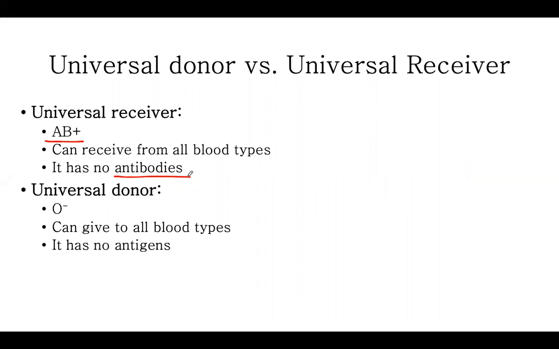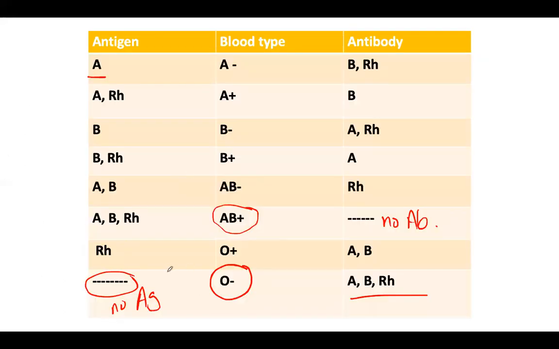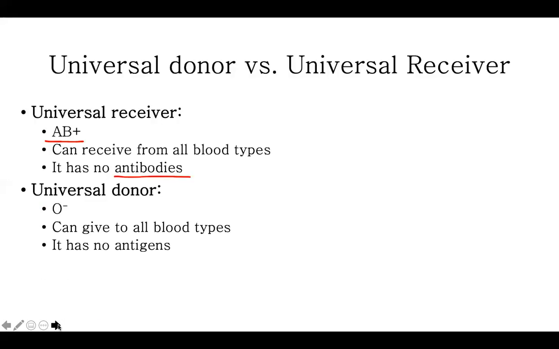Opposite of the universal receiver is the universal donor. The universal donor is O negative. So going back to O negative, notice O negative has no antigens, so there is nothing on its surface. So it can give to everybody. It's very selfless. It can give to everybody because it says, I have nothing that you can identify as foreign and trigger an immune response against it. So O negative is identified as my universal donor as it can give to all blood types.